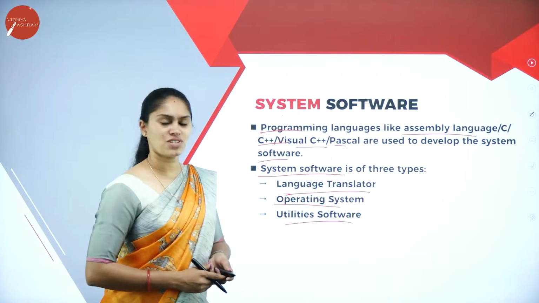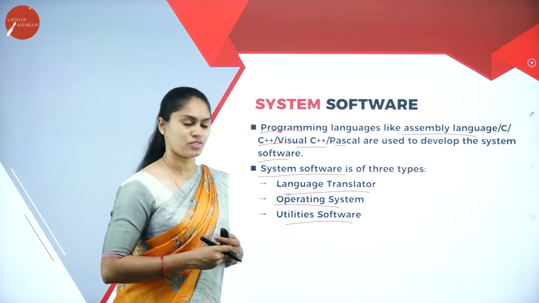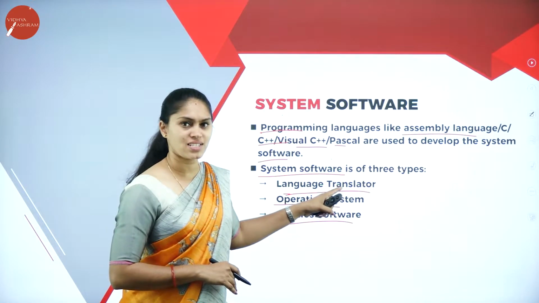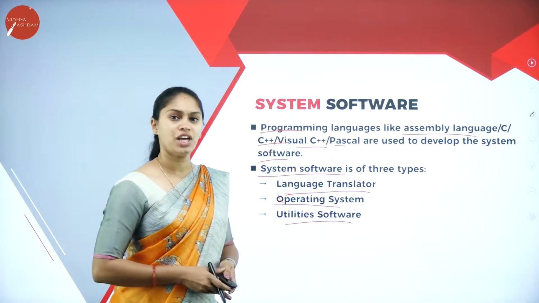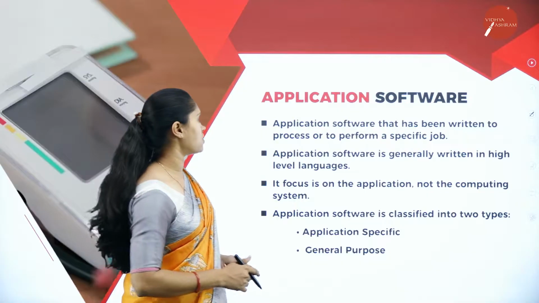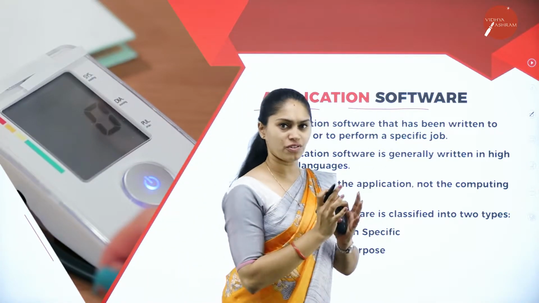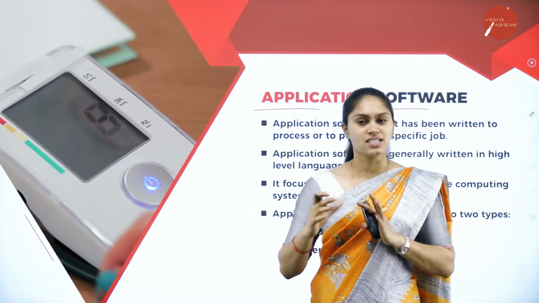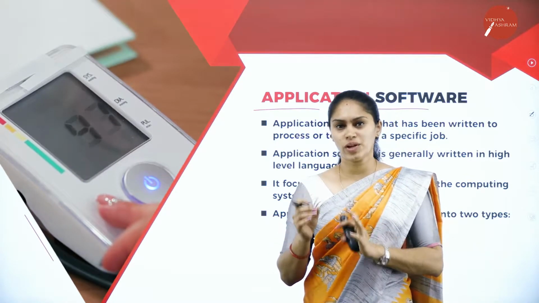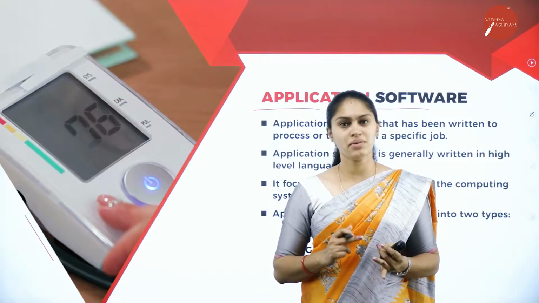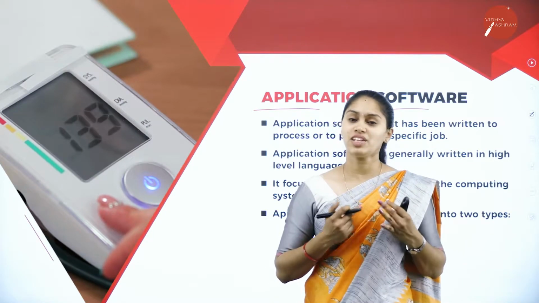Okay, so now you understand what system software means and what it comprises of. It includes the language translator, the operating system, and the utility software. So now we'll see application software. The types of software are system software and application software. System software includes the operating system, utility software, and also the language translator.